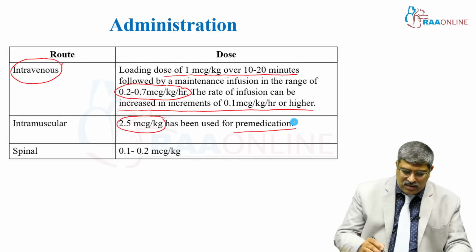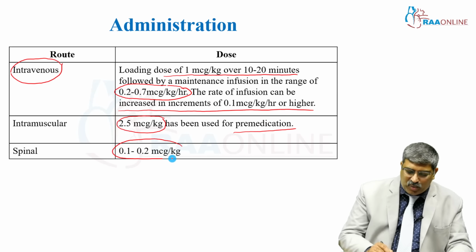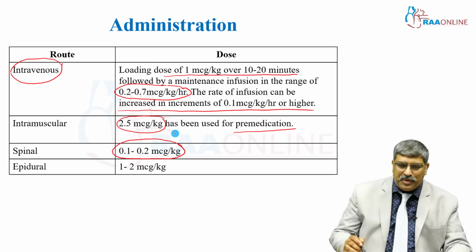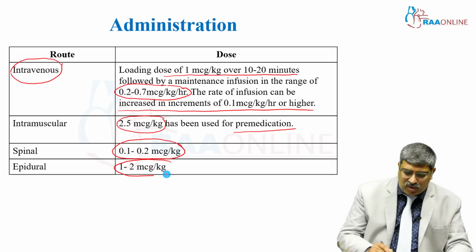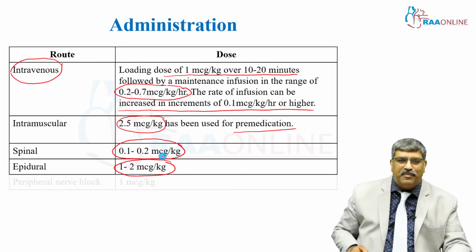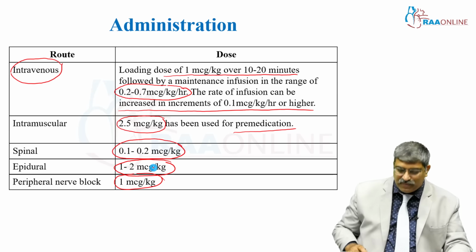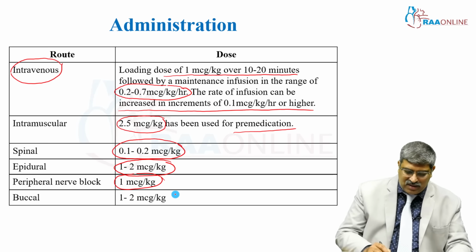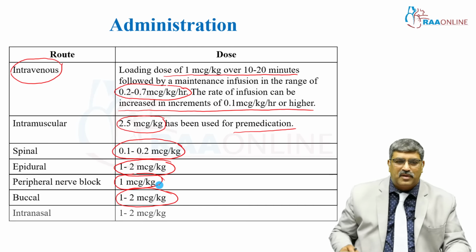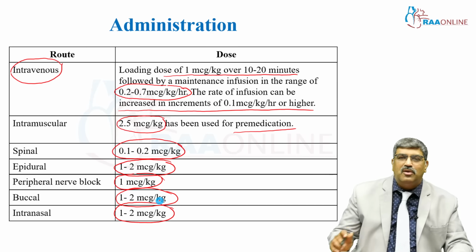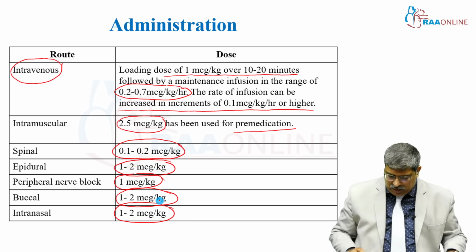Coming to spinal, it is given in the dose of 0.1 to 0.2 microgram per kilogram. In epidural, it is used in the dose of 1 to 2 microgram per kilogram. For peripheral nerve blocks, it is 1 microgram per kilogram. In buccal, it is 1 to 2 microgram per kilogram. Intranasal, particularly in the pediatric group, it is 1 to 2 microgram per kilogram.